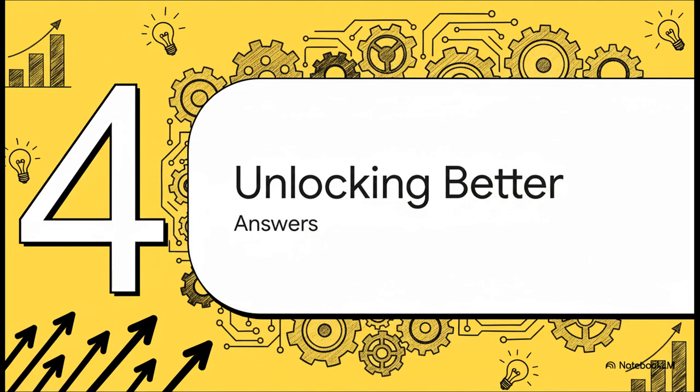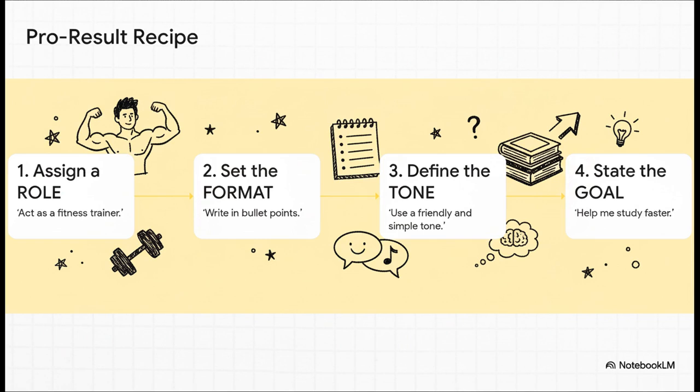All right, so you get the power of being specific. Now let's level up. How do you get not just good answers, but great answers every single time? Well, there's a simple 4-part recipe you can use. This is the pro-level stuff. First, you give it a role. Tell it to act as a fitness trainer. Next, you set the format, like write this in bullet points. Then you define the tone. Use a friendly tone. And last, you clearly state your goal. Help me study faster. When you put all 4 of those things together, you give the AI everything it needs to know to give you exactly what you want.